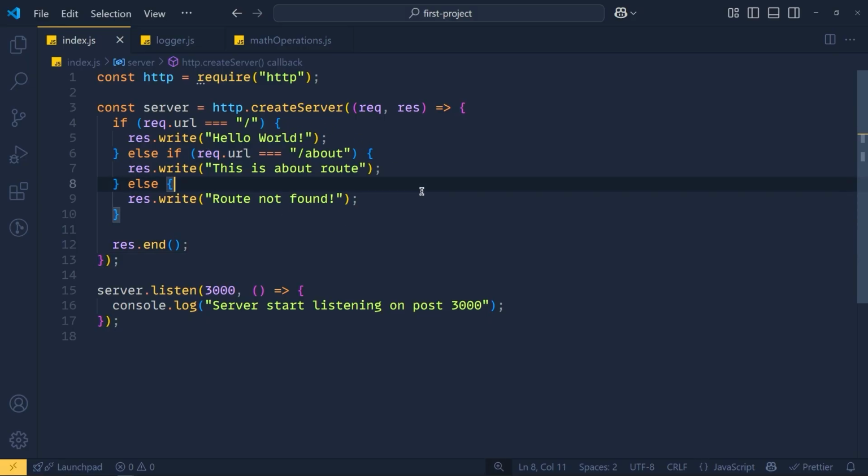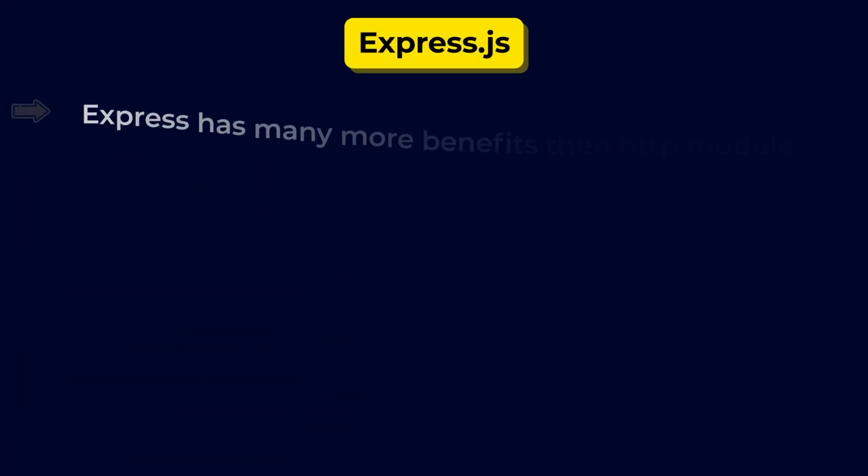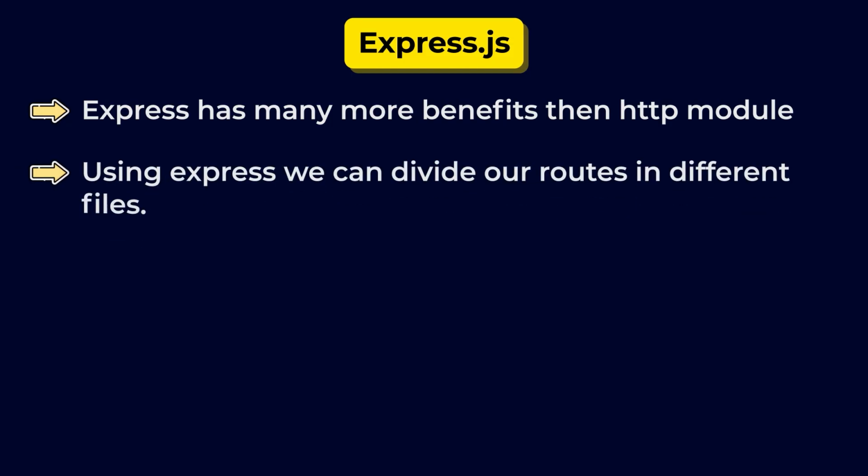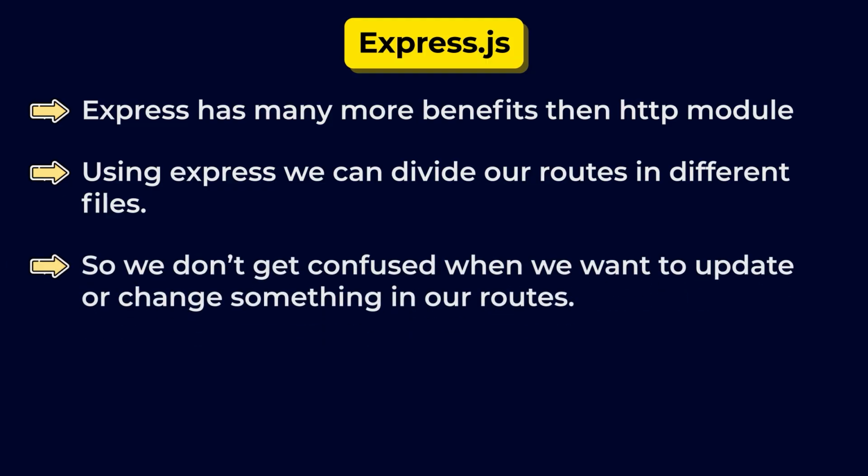Now imagine we have 20 different API routes, and to handle them, we have to write 18 more else if blocks. And if all those routes have hundreds of lines of code, then managing our own server will become so messy. So in the real world, we will not use this HTTP module. For that, we have a very popular third-party module called Express. And Express has many more benefits than this HTTP module. Also, using Express, we can divide our routes into different files, so we don't get confused when we have to make any updates or want to add new functionalities.